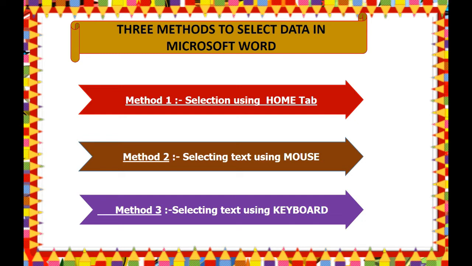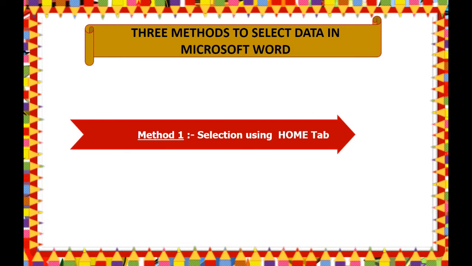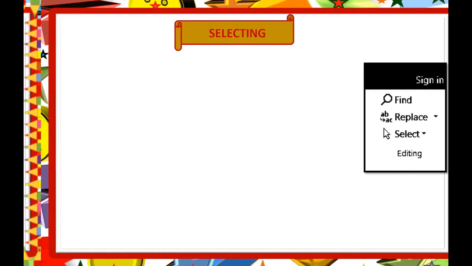There are 3 methods to select data in MS Word. Method number 1 is selection using the Home tab. Method number 2 is selecting text using the mouse. In the Home tab also we are using the mouse only, but we go directly to the tab, which we will see in detail. And the last one is selecting using the keyboard. In this video we are talking about selection using the mouse. Let's see how to select using the Home tab.